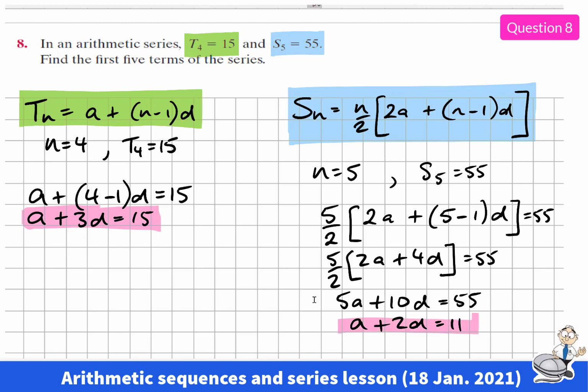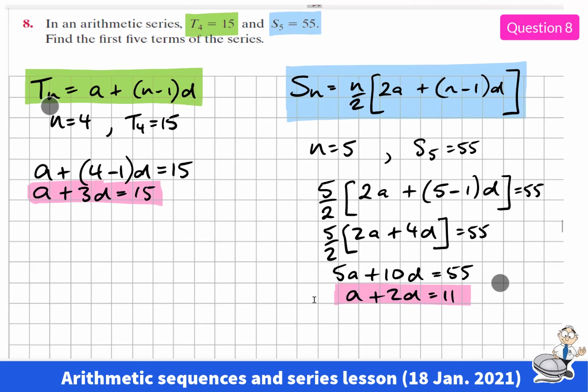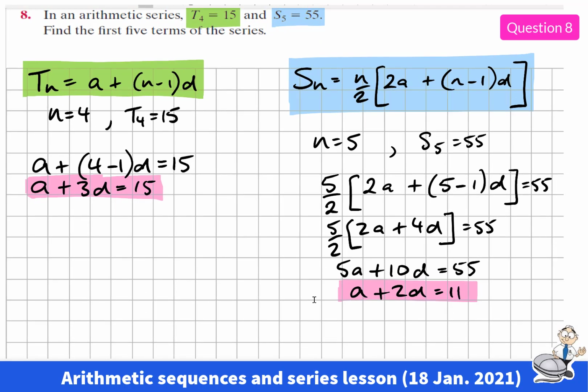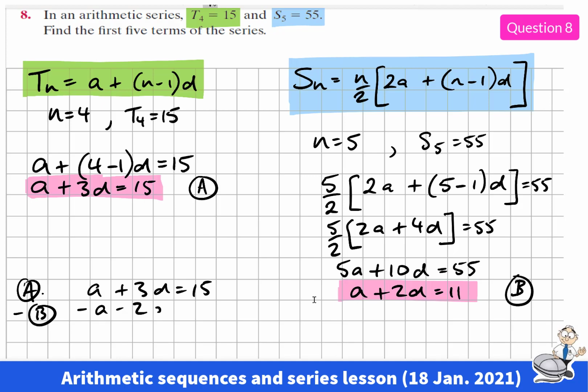Okay, so what would I do now? Simultaneous equations. Very good. Looking at them, they're ready to cancel out already. So if I call this equation A and this equation B, I could see that A minus B looks something like this: a plus 3d equals 15, minus a plus 2d equals 11, gives d equals 4. And then I put that back into the other equation.